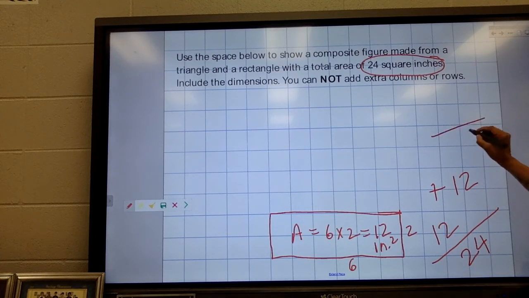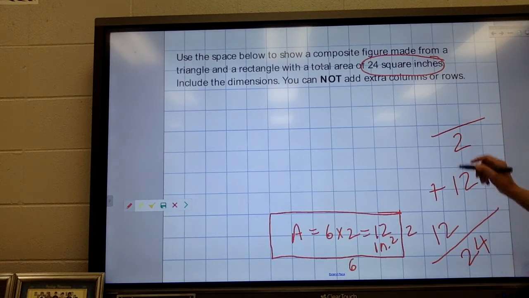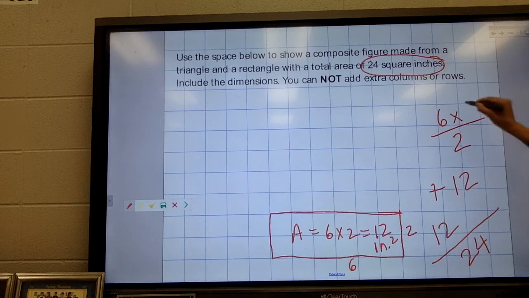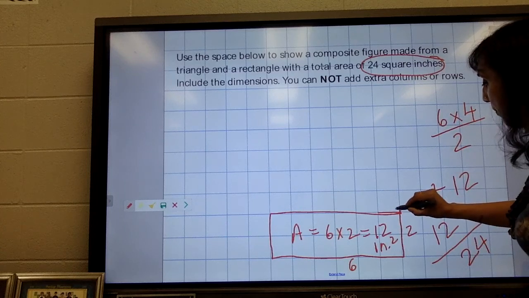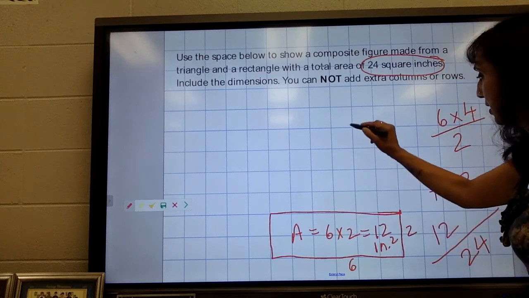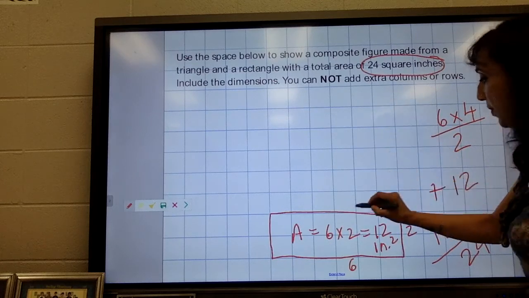So in order to get 12, I know that whatever I'm dividing by 2, the base times height, should be double of 12. Okay, and double of 12, that means if my base is 6, times what is going to give me a number that is divisible by 2. So if I can look at this, I know that 6 times 4 is 24, and if I divide 24 by 2, I will get 12. So that means my height, because this is base times height, is going to be, you can do it here or you can put it anywhere. You can put the height in the middle over here also.